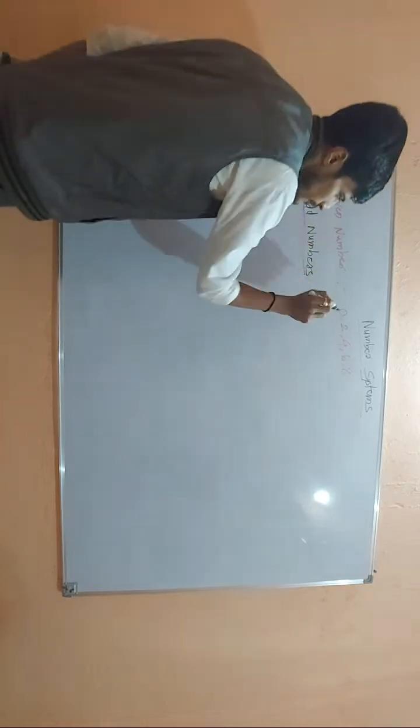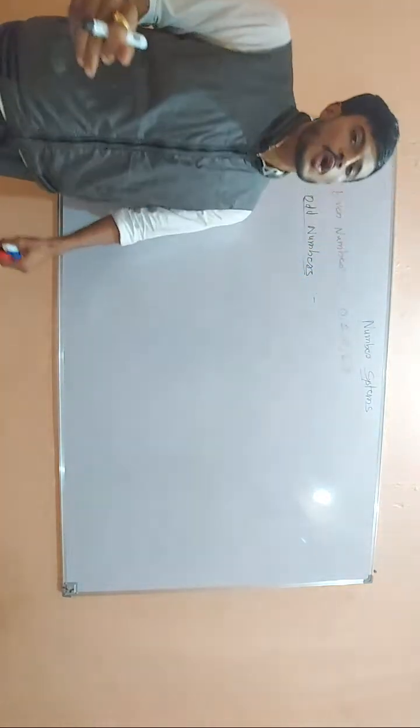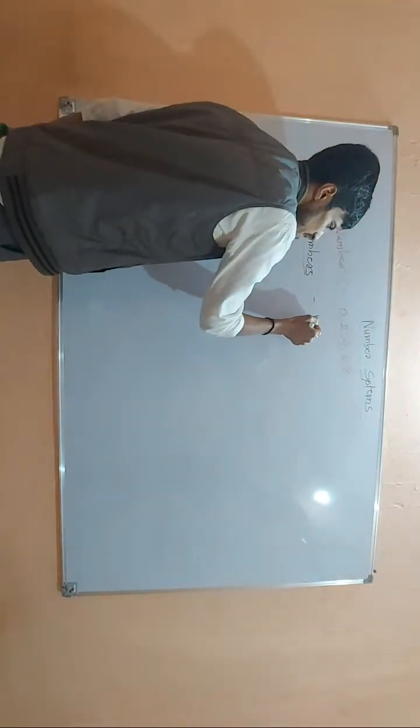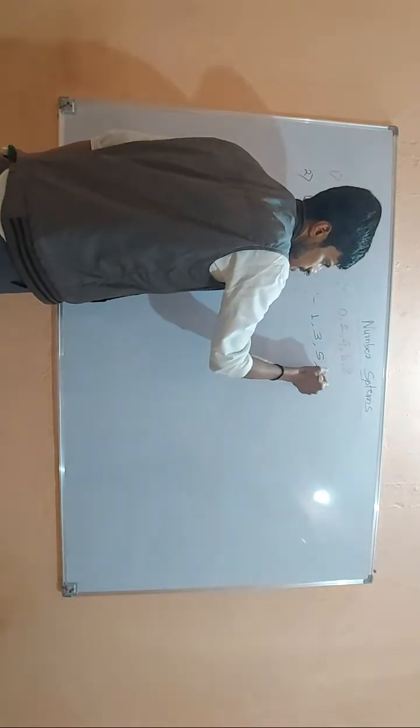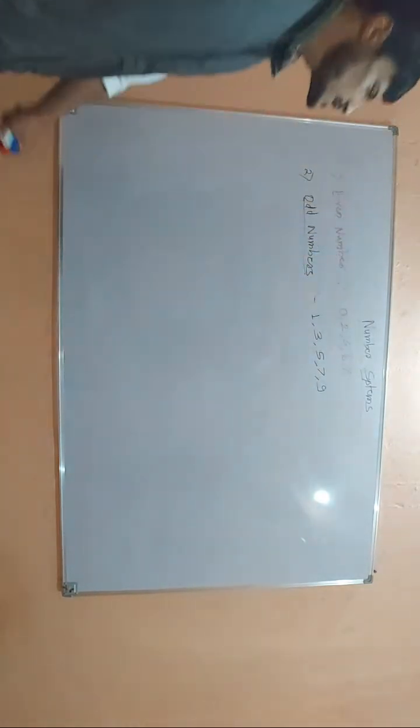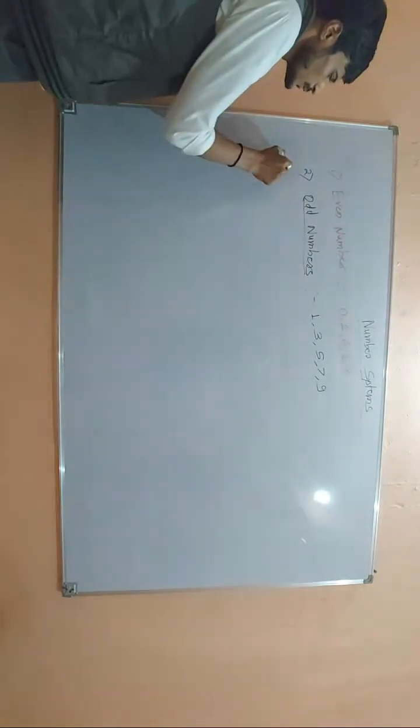So in the case of odd numbers, the number which is not divisible by 2 is called an odd number, or the number which has unit place either 1, 3, 5, 7 or 9 is called an odd number.